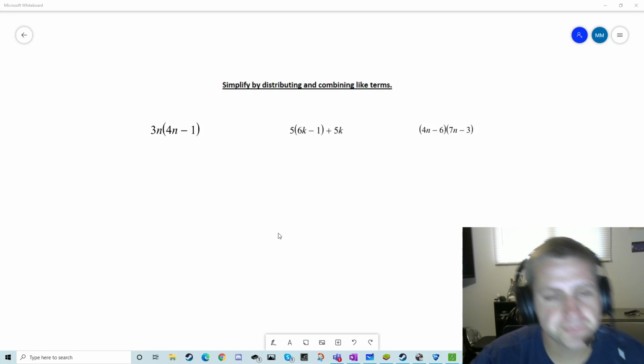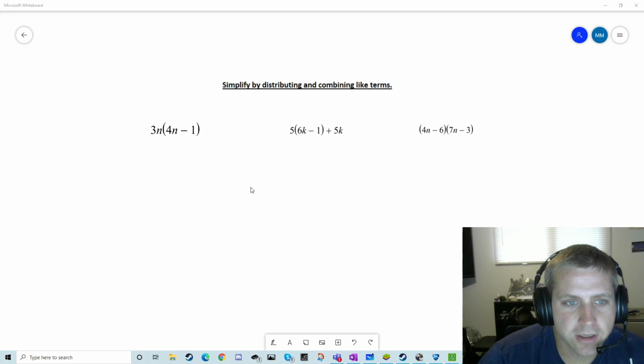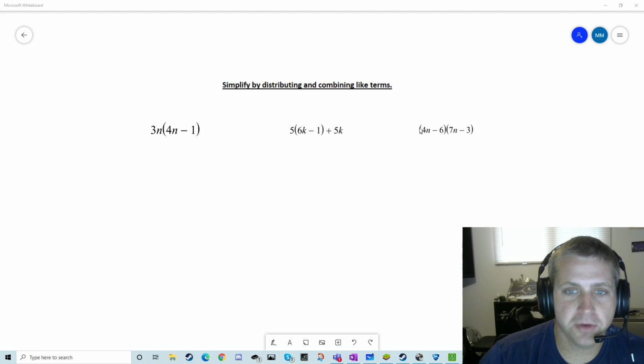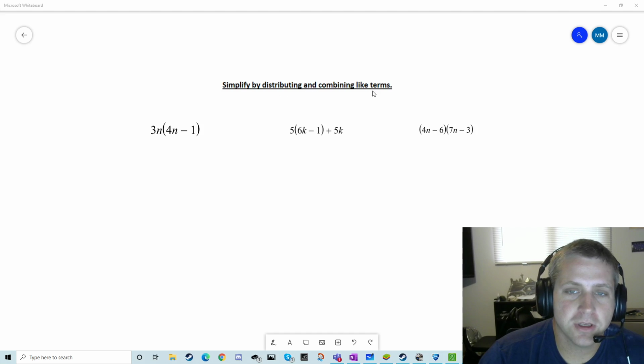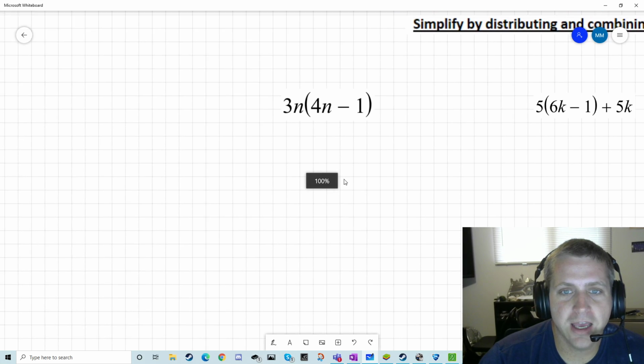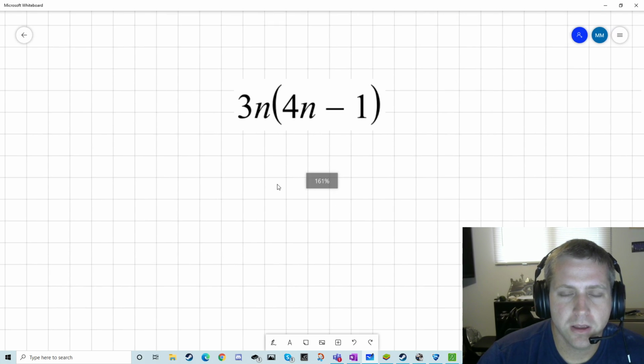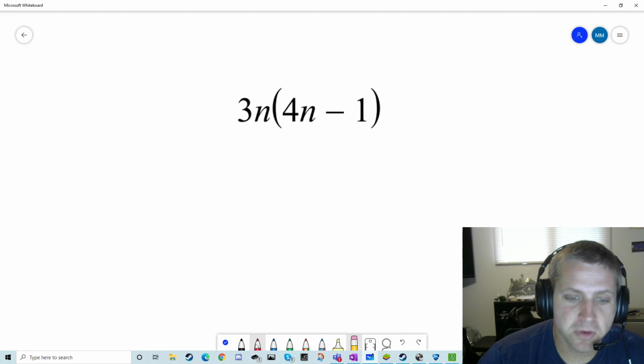Hey, Algebra 2 people. We're going to be doing just some examples. I'm going to do 3 examples. They're the ones that are listed in the notebook of distributing and combining like terms. So the first one we're going to do is this guy. And I'm just going to show you real quick how to do them. So if you are confused or something, you can look at this and have good luck.